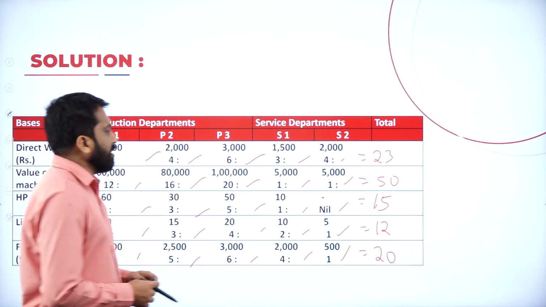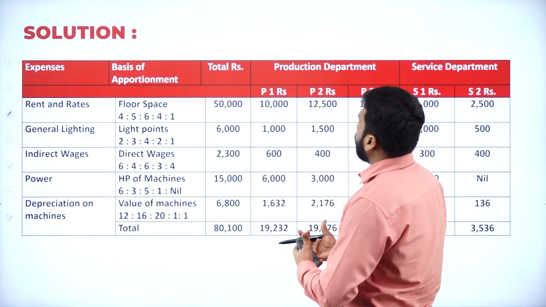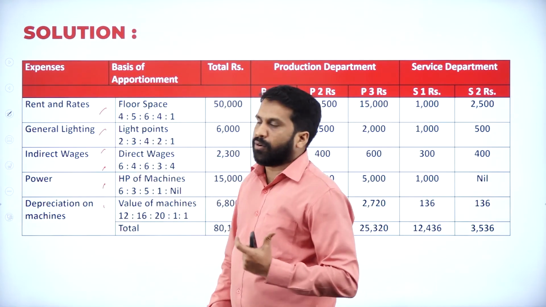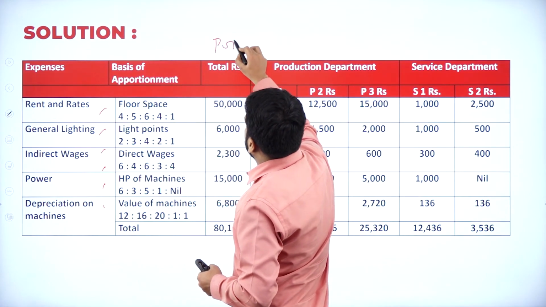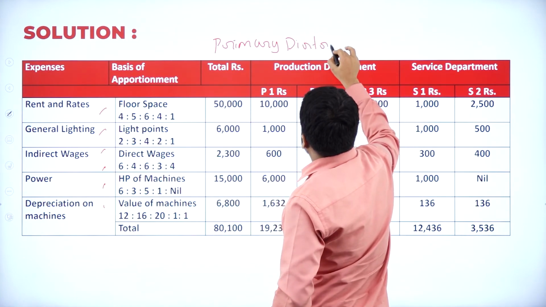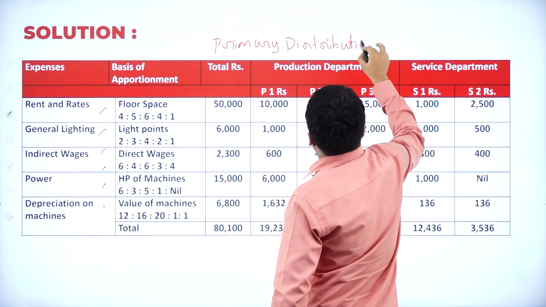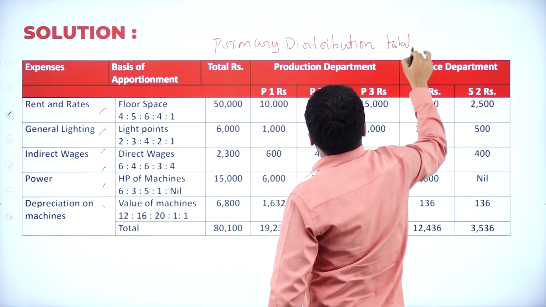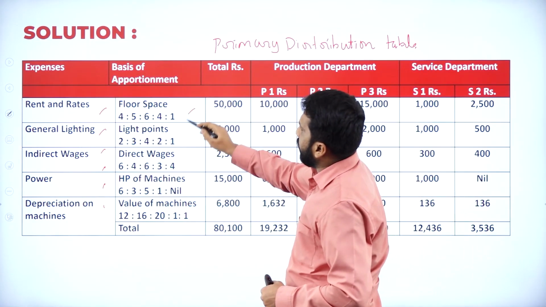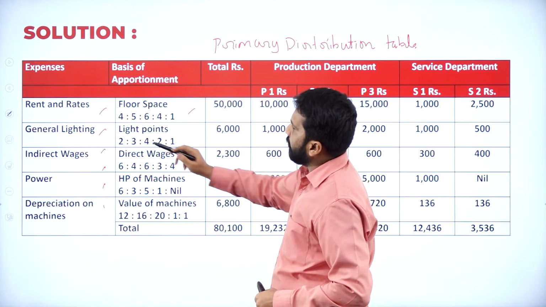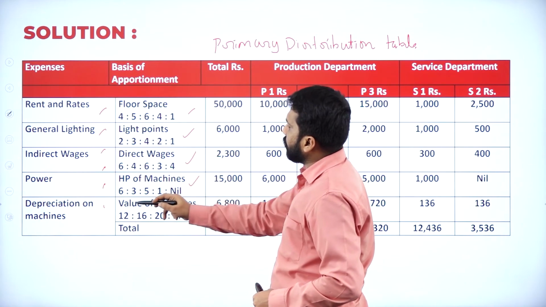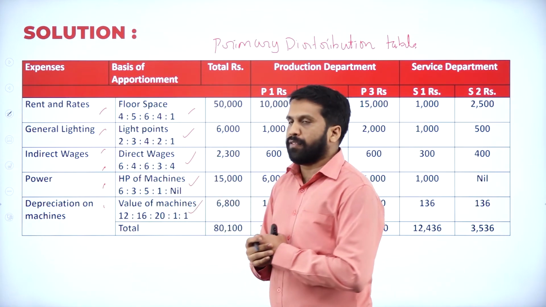Now, once you're done with simplification, the final way is what? Write all your expenses. What is this? Primary distribution table. Now, all the rates you got, yes. Floor area on the base of rent, floor area. General, light point. Indirect, direct wages. Power, HP. Depreciation, value of the machine.